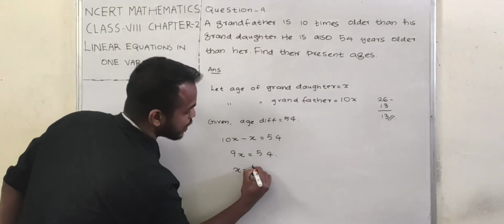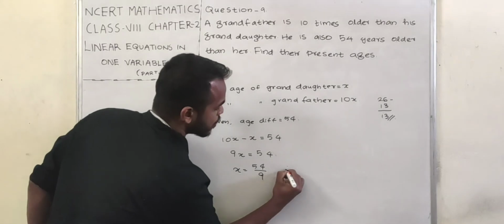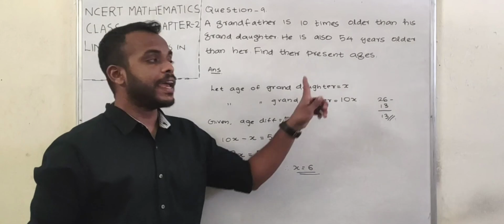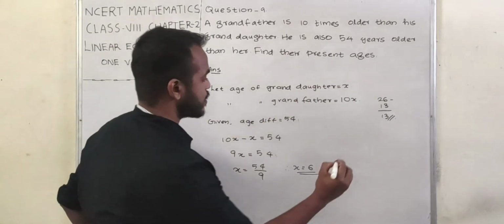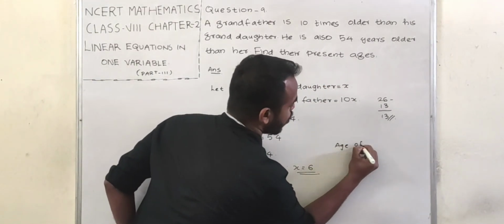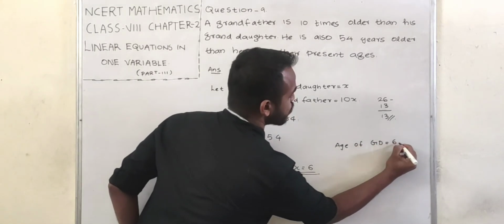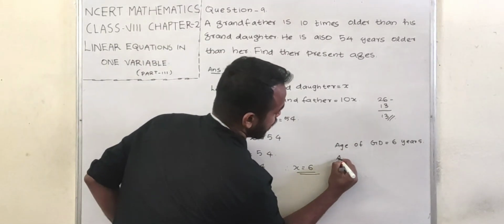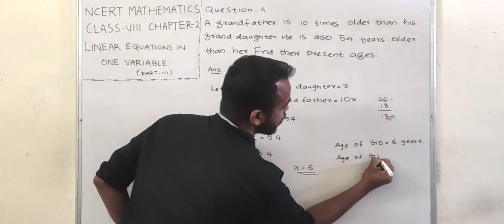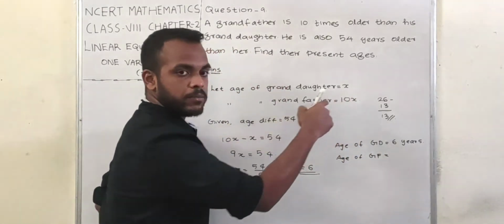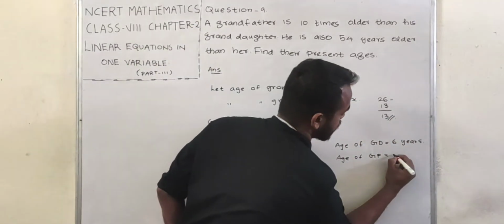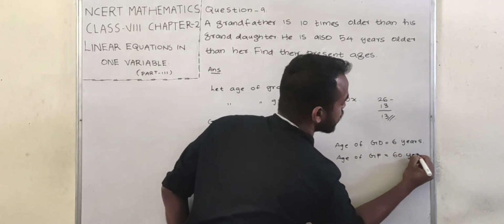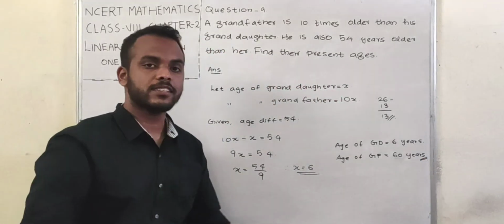And what is x? It is 54 by 9. So we get the value of x as 6. And what is 6? Age of the granddaughter. So we can say age of granddaughter is equal to 6 years. Then what will be the age of grandfather? Age of grandfather is equal to 10 times x. And what's the value of x? 6. So 10 into x, I am going to write the answer 60 years. So grandfather is 60 years here.